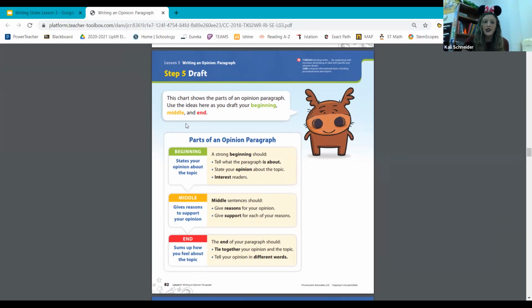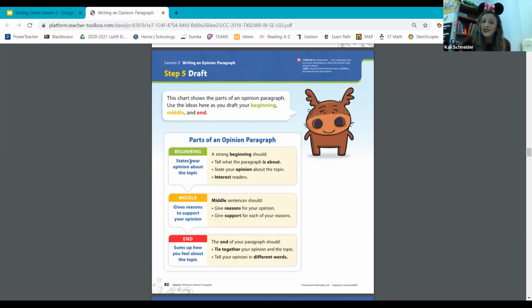We can see on here, this chart shows the parts of an opinion paragraph. Use the ideas here as you draft your beginning, middle, and end. I really like how it's color-coded because it helps us think about it, because we color-coded beginning, middle, and end when we read our mentor text earlier with Miss Maxine. A model or a mentor text like this one can help you remember the purpose of each part of an opinion paragraph.